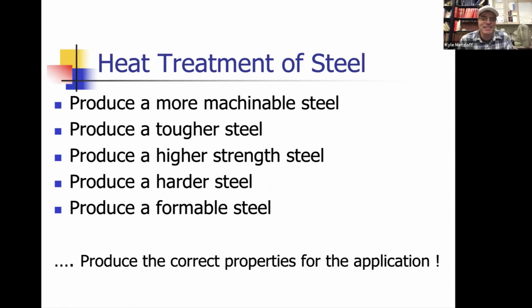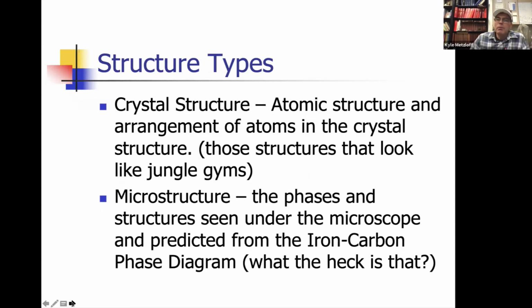Okay, so we want to produce more machinable, tougher, higher strength, harder, formable steel. We've got to have the right steel for the application. What's the deal here? So one thing we haven't talked much about yet, we've talked a little bit about those properties, but we haven't really talked about why the properties change. And there's kind of stuff going on at different levels. When I say levels, I mean size levels.